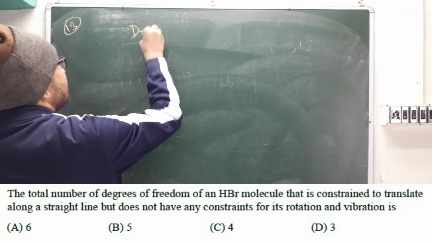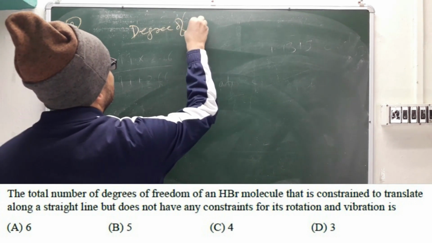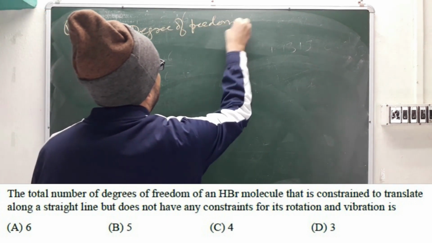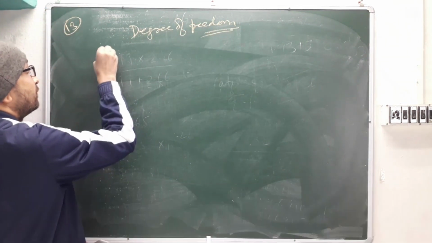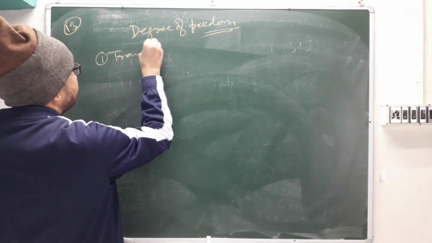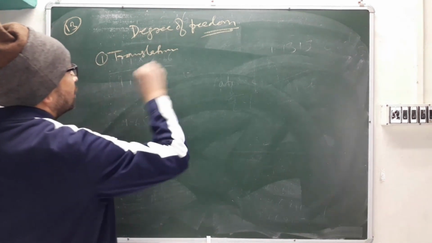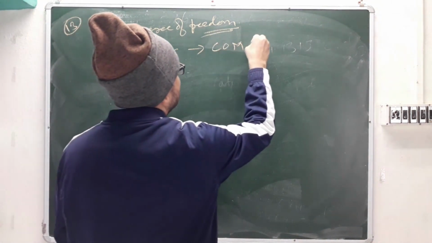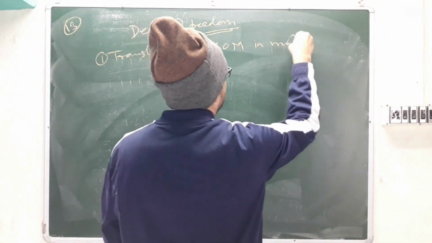So what is degree of freedom for a particular molecule? There will be two types. One will be translational, where the center of mass will also be in motion.